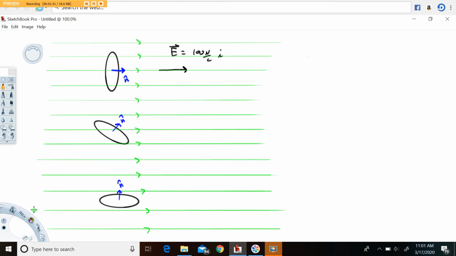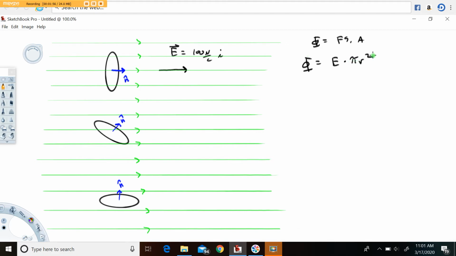Now, flux in general is field strength times area. I'll put just Fs times A for now. So in this example, the electric flux through here is going to be the magnitude of the electric field times the area of this circle, which is pi r squared.